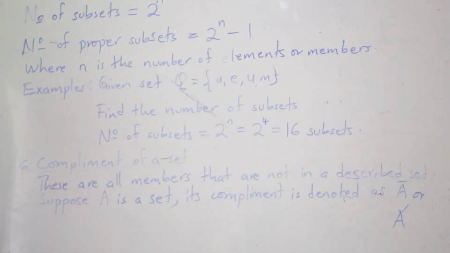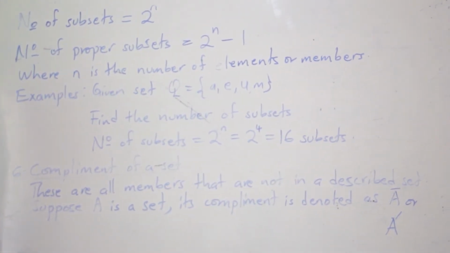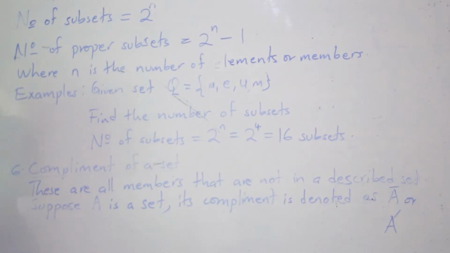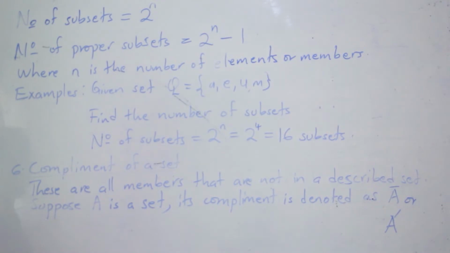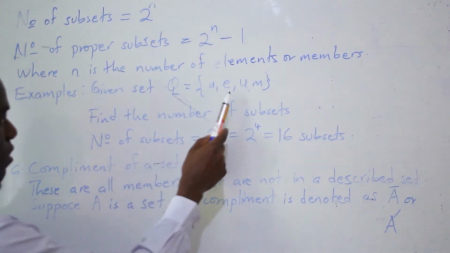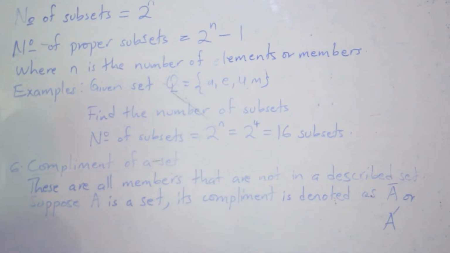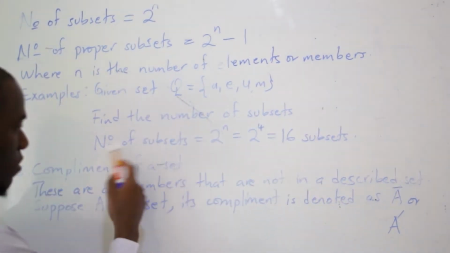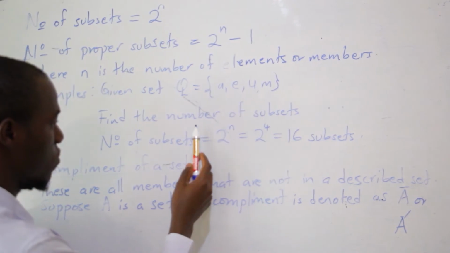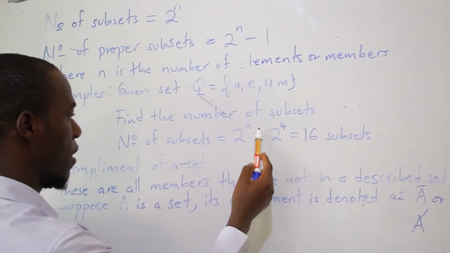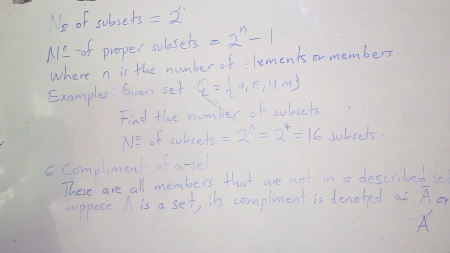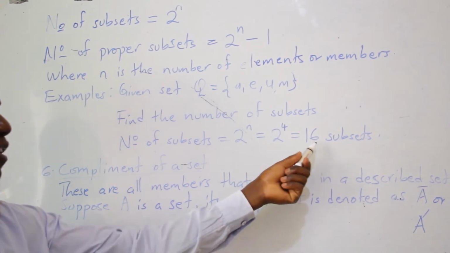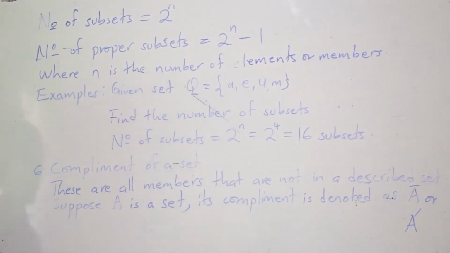We can talk about the number of subsets, that is 2 power n. Number of proper subsets, that is 2 power n minus 1, where the n is the number of elements or members in a particular set. For example, if I'm having my set Q given by A, E, U, and M, find the number of subsets. Those number of subsets, they are going to be equal to 2 power n, which is equal to 2 power 4, because the elements here are 4. So 2 power 4 is equivalent to 16 subsets.